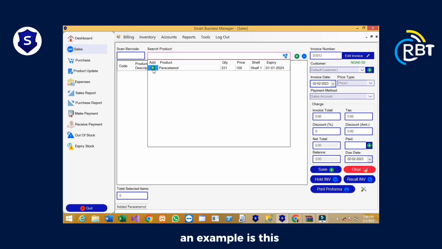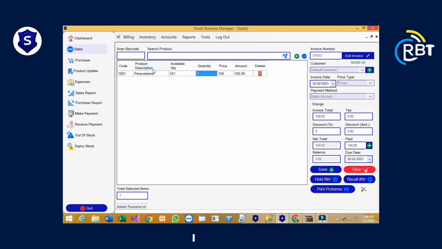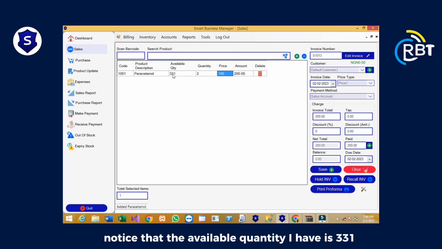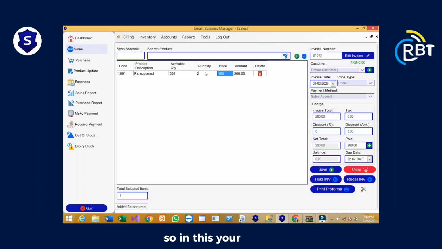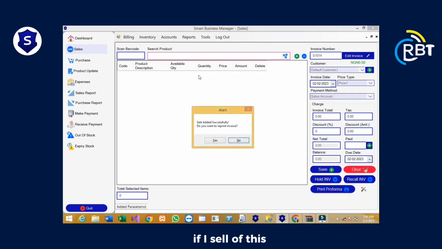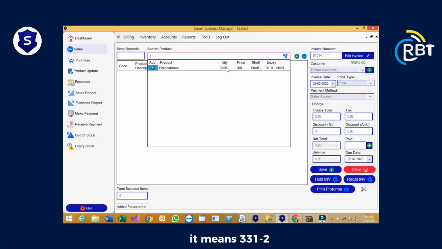An example is this. Now I want to make these sales. I click this, my paracetamol, I put in 2. Now notice that the available quantity I have is 331, so I'm selling 2 off, right? So in your inventory now, you are expected to have 331 on your shelf. Now you're selling 2. So if I sell this off, what does it mean? It means 331 minus 2, my quantity has reduced to 323, right? That is inventory management, right?